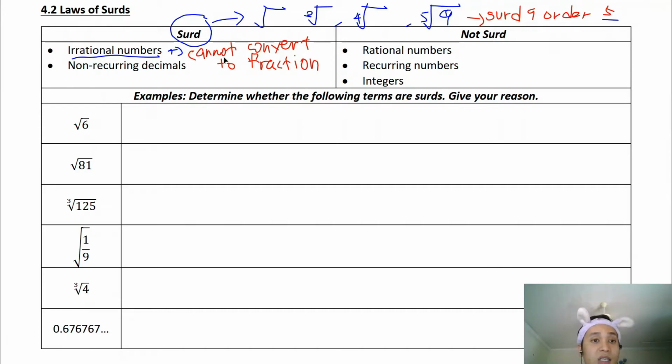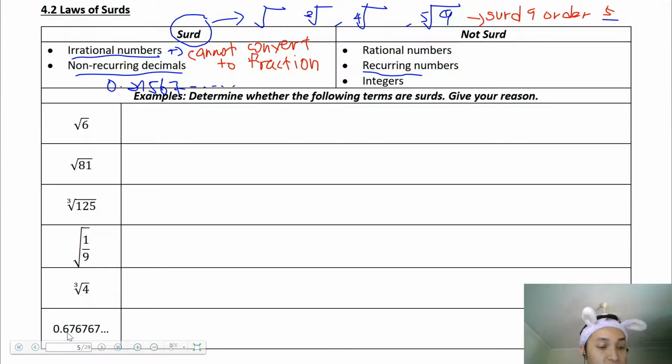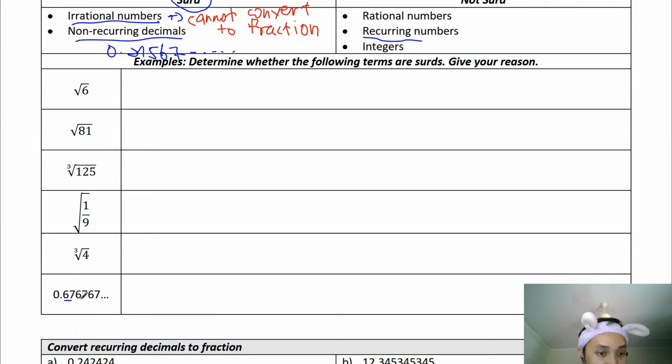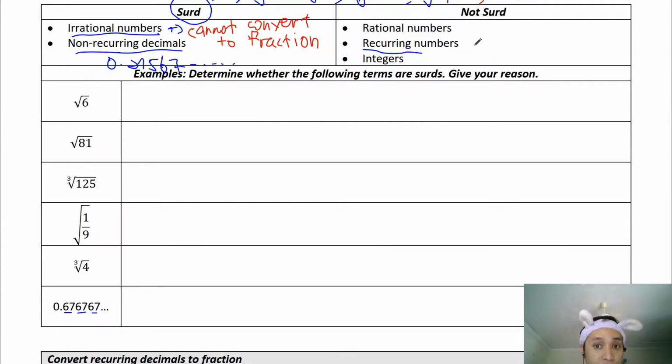The second condition for a Surd is non-recurring decimals. Non-recurring decimals means you will see a decimal, for example 0.21567, with a lot more digits at the back. If it is recurring, you will notice that the 676767 is repeating, so this is considered a recurring number. If it's a recurring number, this is not a Surd.